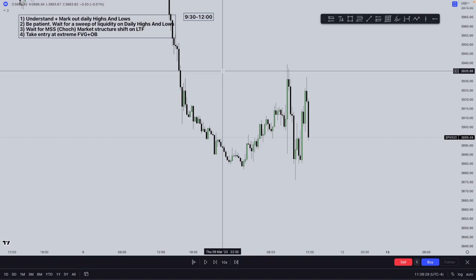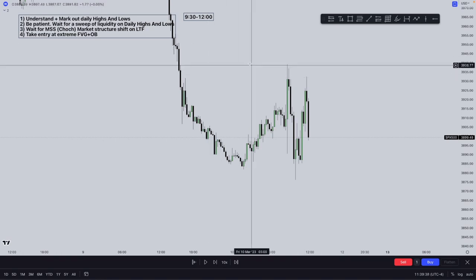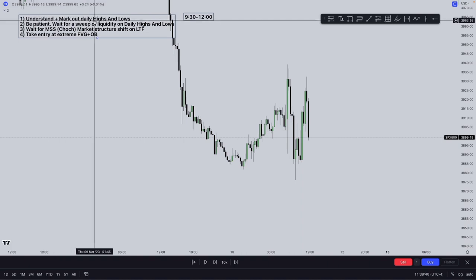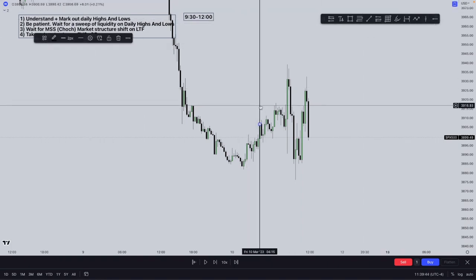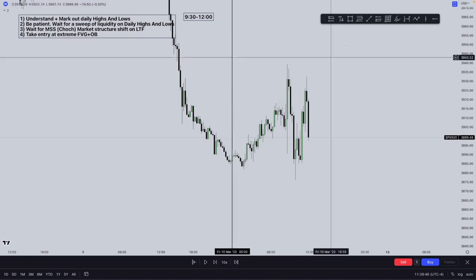Now I'm going to be showing you another trade example. Again, SPX 500. You can do this on whatever pair you like, but again, indices work the best. So anyway, let's get straight into this. First of all, mark out daily highs and daily lows. So where did we open? We open at 12 o'clock like always, because we opened the daily candle there.